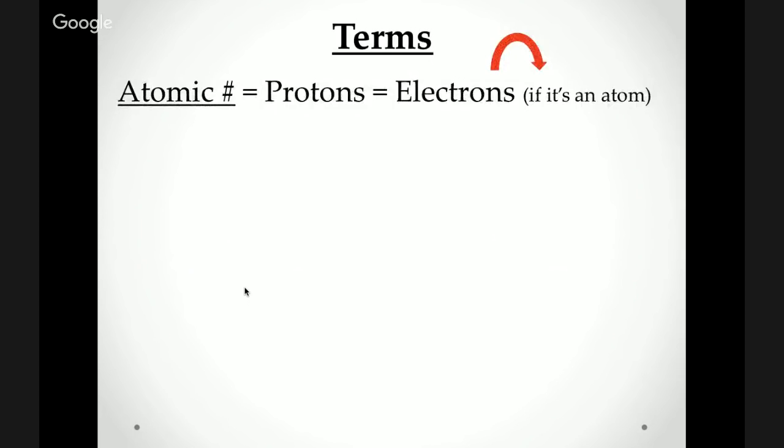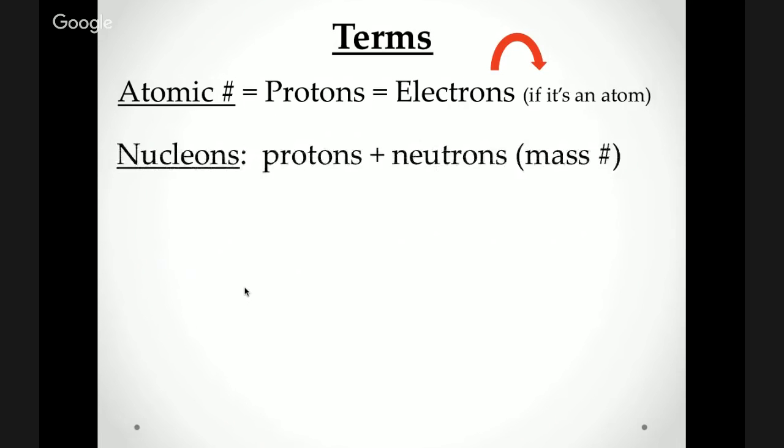Now, here are some terms that we should be familiar with. Atomic number, as I said, is always equal to proton number. And if it's an atom, like I said before, electron number will also be the same. We just looked at how electron number changes if we're talking about an atom or an ion, so we can understand that that number can change if it's an ion.